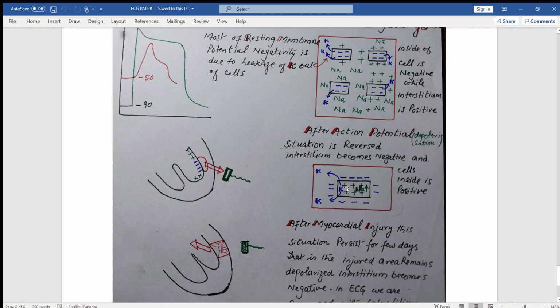Now, when the normal impulse generated by the SA node travels throughout the heart, all the heart is going to be depolarized, and the injured area is also depolarized. So there will be no difference. That means normally the wave of depolarization is moving all the way down the heart, including the injured area, which is already depolarized. So there is no extra vector or extra current to be seen, because all the heart has been depolarized, including the injured area. This is the one situation.